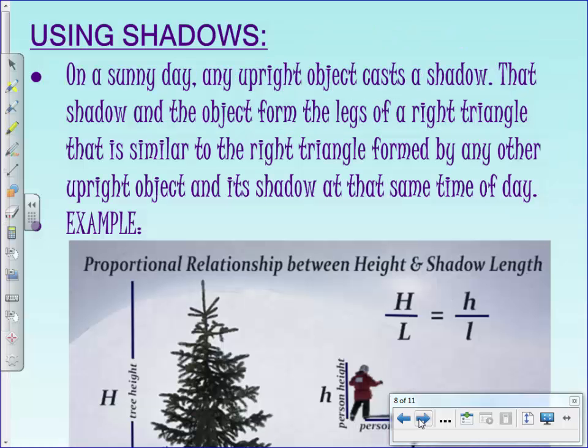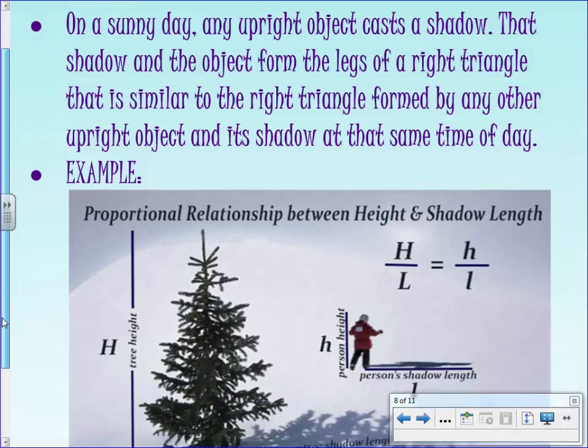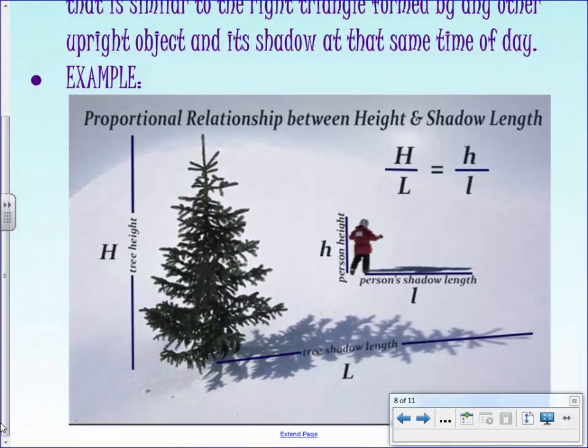On a sunny day, any upright object casts a shadow. That shadow and the object form the legs of a right triangle that is similar to the right triangle formed by any other object and its shadow at that same time of day. So, for example, if you have a tree and a person, the height of the tree over the length of the tree shadow would be equal to the height of the person over the person's shadow length.